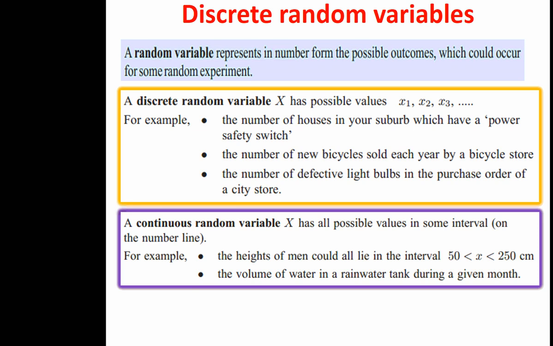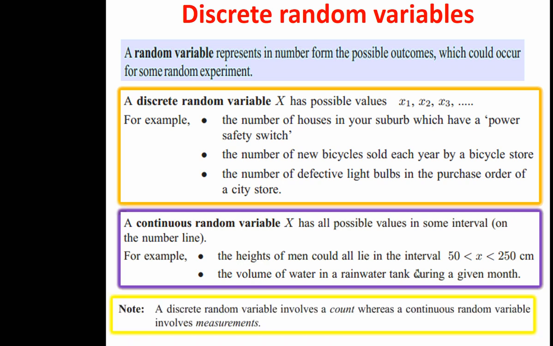Because remember, continuous data takes on all possible values like height, weight, air pressure, temperature. It's measured by an instrument, kind of generally it takes on continuous values because it goes up continuously. Continuous random variable x has all possible values in some interval on the number line. For example, the heights of men, you measure it with a ruler or a measuring tape, could lie anywhere between 50 and 250 centimetres. It's not like it goes up like 51, 52, 53. The volume is another example, of water in a rainwater tank during a given month.